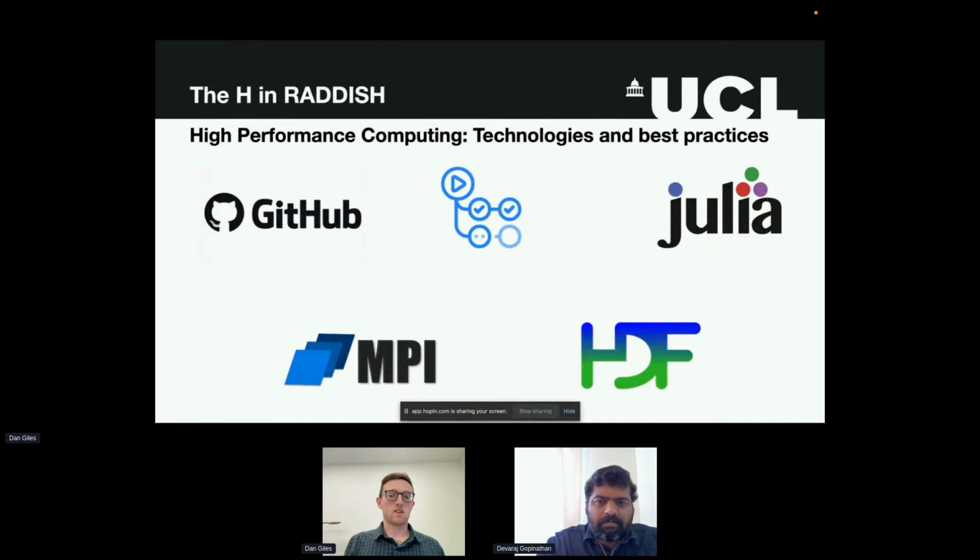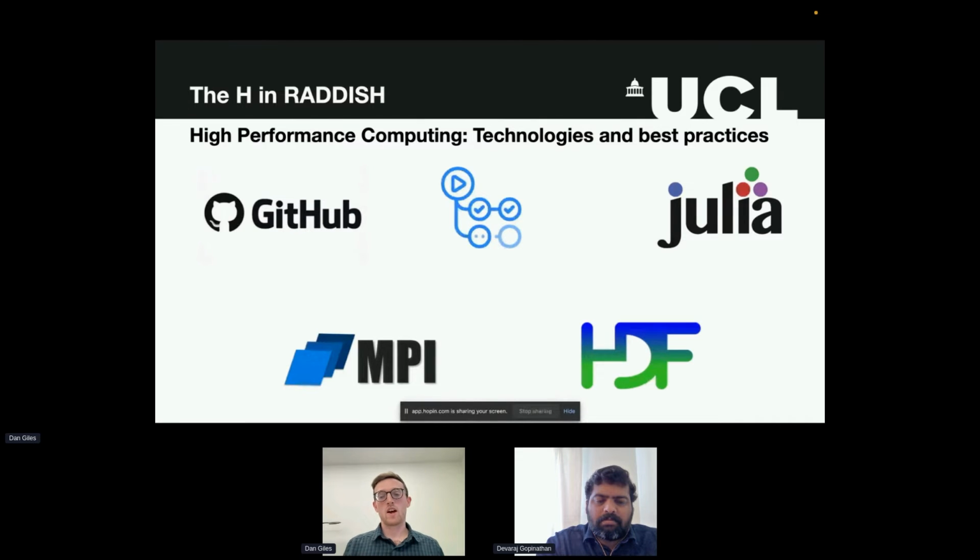The tech stack we've used is, obviously, GitHub. Julia is the main programming language, as I mentioned earlier. Julia is relatively new, though it's been around quite a while now, but it offers readability, usability, and ease of code development, while on the flip side also offering high performance computing aspects.